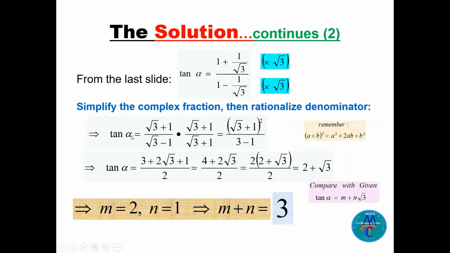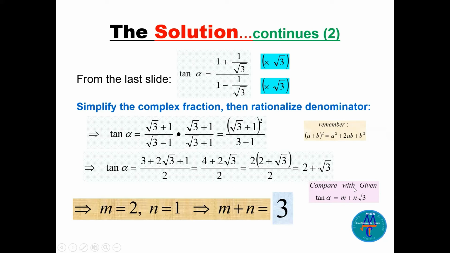And you will get tan alpha equal to square root of 3 plus 1 divided by square root of 3 minus 1. Rationalize it: up and down, multiply by the conjugate of this. You get square root of 3 plus 1, all squared. See, this is the same expression, all squared. Down here, it's square root of 3 minus 1 times its conjugate, which is 2. Let's expand also here: 3 plus 2 square root of 3 plus 1. I know this is a long question. Simplify, take 2 as a common factor, cancel, you get 2 plus square root of 3. This is tan of alpha.